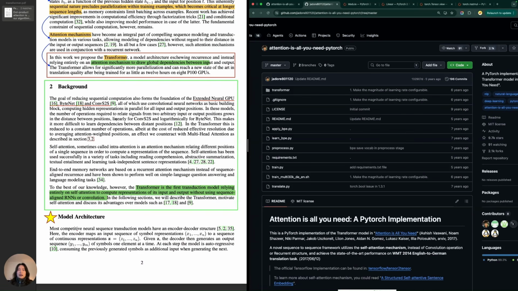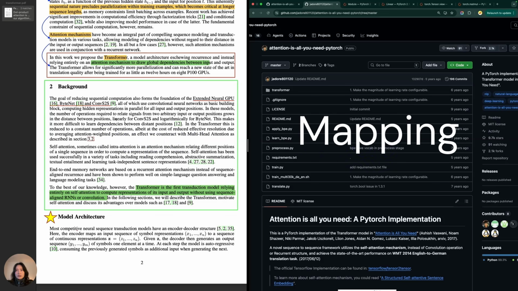And on the left side, I have put the research paper that you can take a look at. So in this hide and seek method, what I do is put the paper on the left side and the PyTorch implementation on the right side. And the first step that you should be doing is mapping which part of the theoretical explanation is mapped into the code and how they implement it.